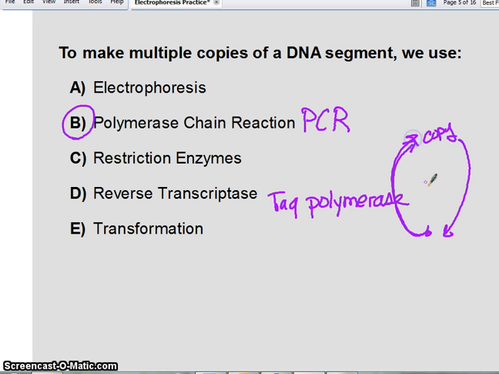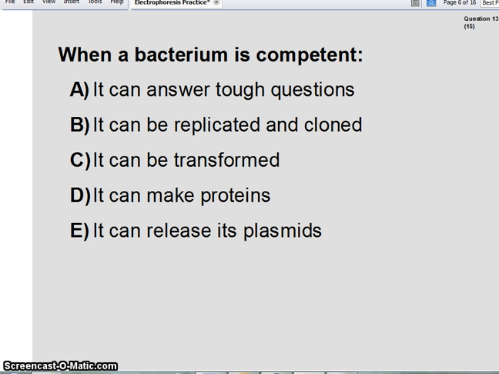And so if you start with, let's say, 2 pieces of DNA, then it's going to be 4, then it's going to be 8, then it's going to be 16, and by the next day you're going to have 1 million copies of that DNA sample. And so that's how PCR works. Very, very basic how it works. When a bacteria is competent is just the word for making a bacteria transformable.